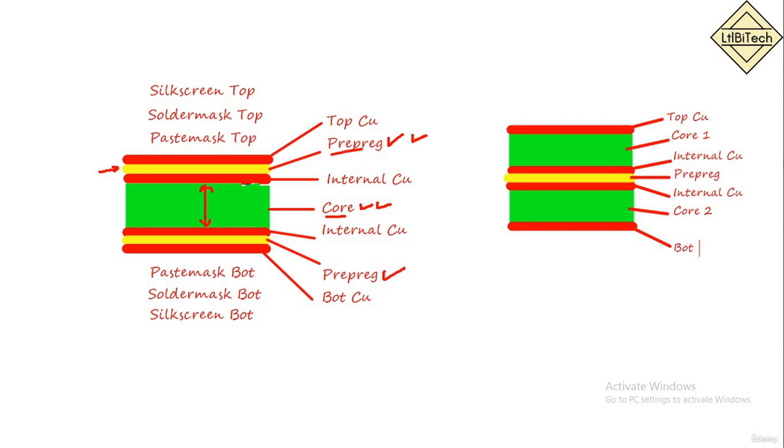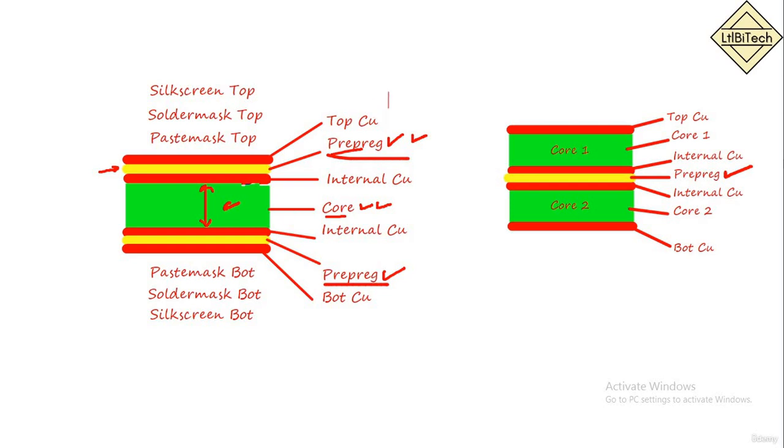Here you can see the difference between these two. Here we have 2 cores, core 1 and core 2, and we have only one pre-preg. But in the earlier structure we have 2 pre-pregs but only one core. So this is the difference between these two layer stack-ups.